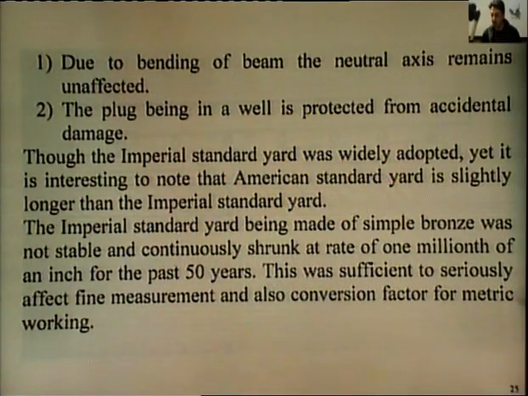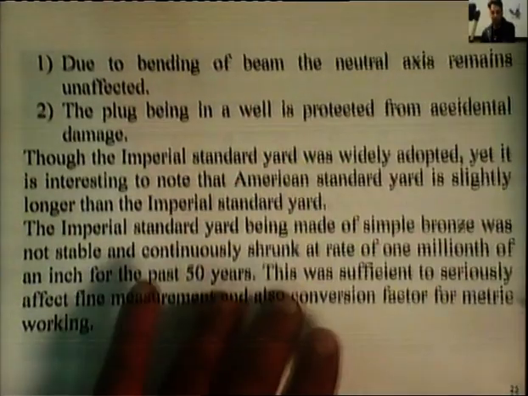The imperial standard yard, being made of simple bronze, was not stable and continuously shrunk at a rate of 1 millionth of an inch per year for the past 50 years. With this calculation, 1 millionth of an inch every year makes it about 80 microns in 10 years. This was sufficient to seriously affect fine measurement and also the conversion factor for metric working.